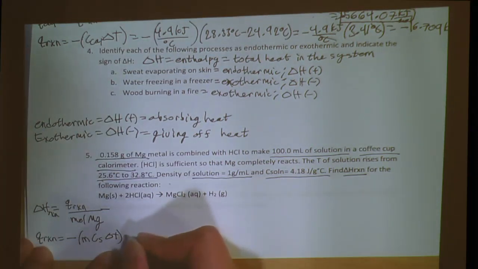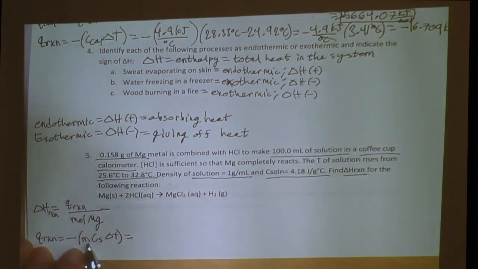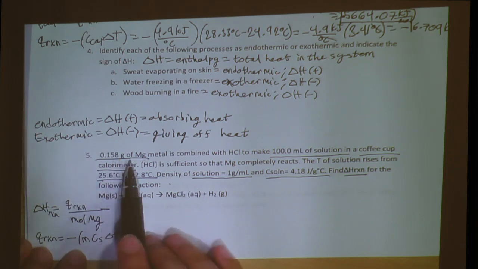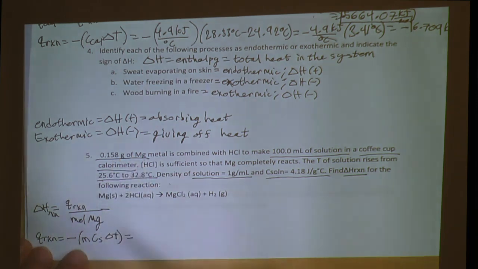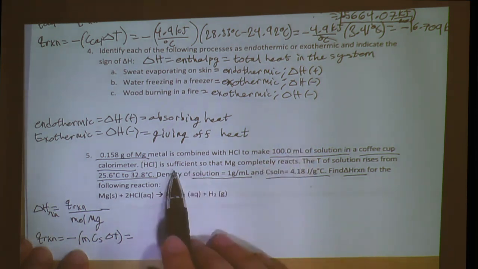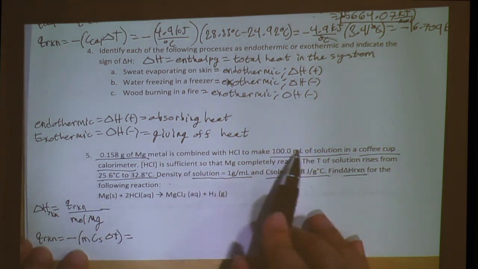So now we can find our information. This M is mass, this is our specific heat, and this is change in temperature. So what's our mass? A common mistake is that students will plug in this 0.158 grams of magnesium, but actually what we're looking for here are the grams of solution, because the specific heat that they give us is for the solution. So how do we find the mass of solution? Well, they give us the density and they give us the volume.